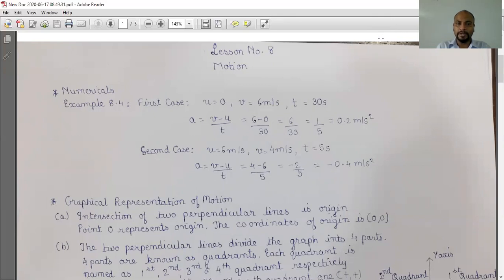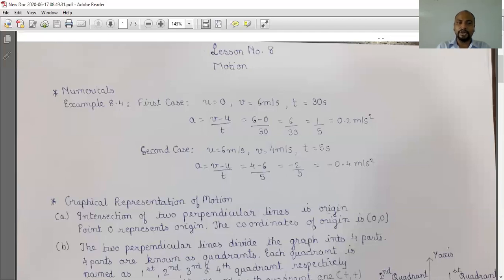Moving on further, we have solved 3 sums of the textbook. Now the fourth sum of the textbook: you are told the body starts its journey from a stationary state and attains a velocity of 6 meter per second in 30 seconds. After that, it moves with that velocity, and on application of brake, the velocity of the vehicle reduces to 4 meter per second in 5 seconds. You are asked to calculate the acceleration in both the cases.